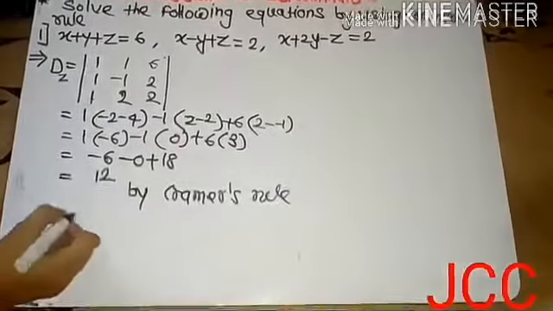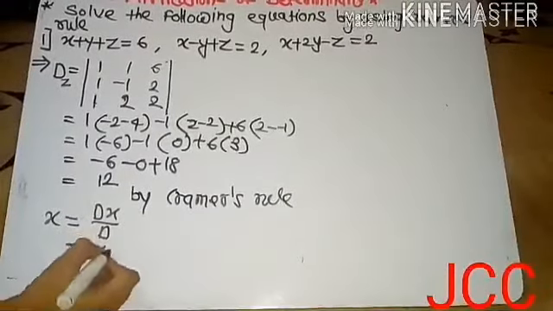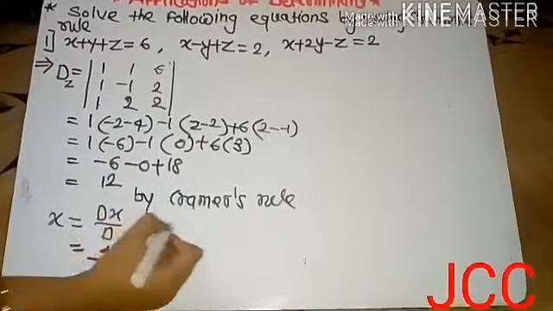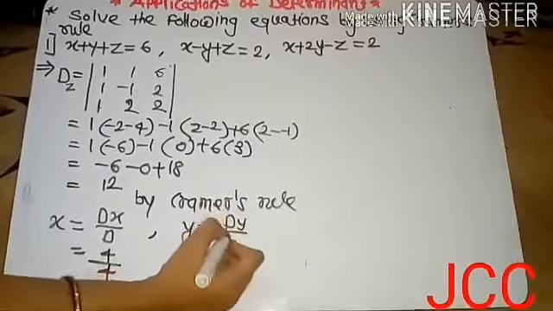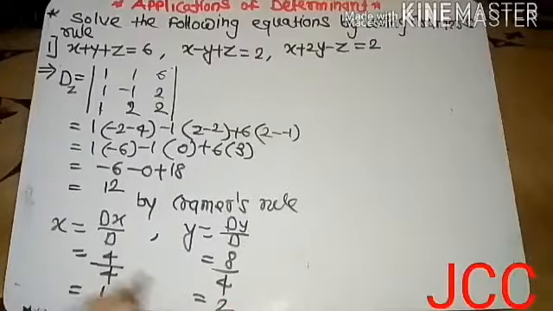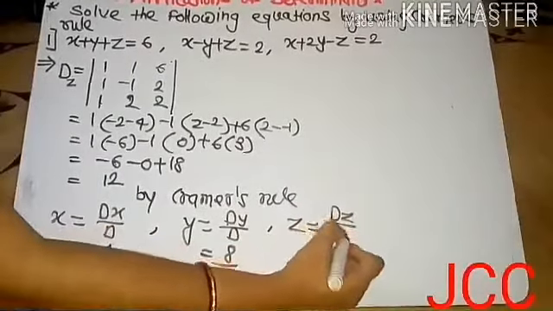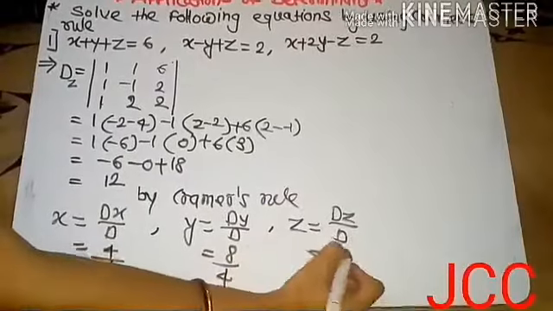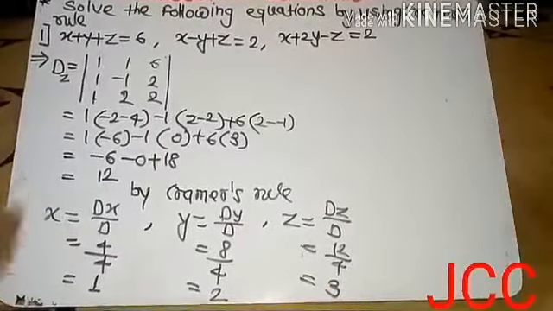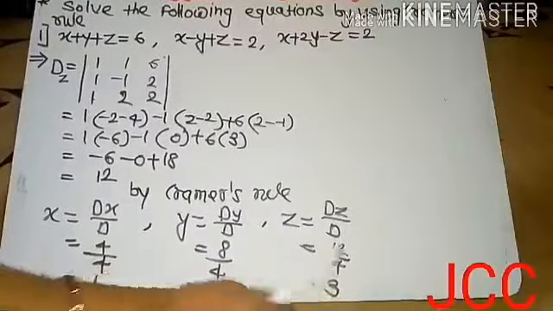The Cramer's rule is x equal to dx upon d. The value of dx is 4 and the value of d is 4, therefore the value of x is 1. In the same way y, that is dy upon d, the value of dy is 8, the value of d is 4, the value of y is 2. In the same way we write z, that is dz upon d, the value of dz is 12 upon d is 4, the value of z is 3, and therefore the solution of these equations means the values of x, y, z are 1, 2 and 3.